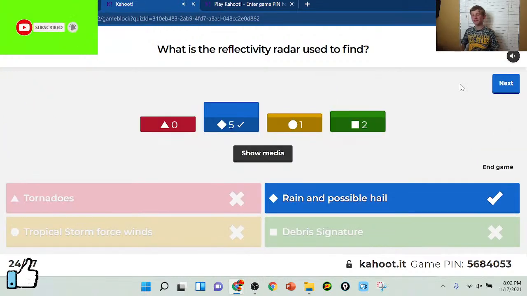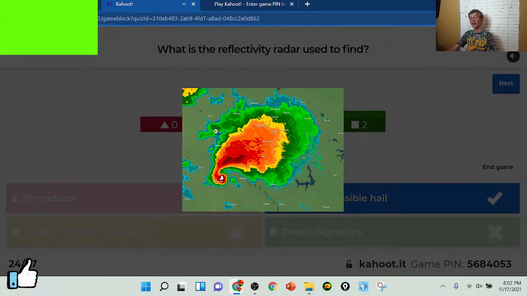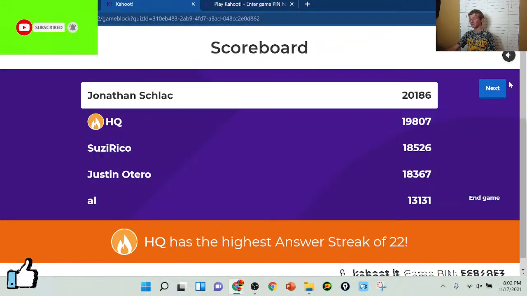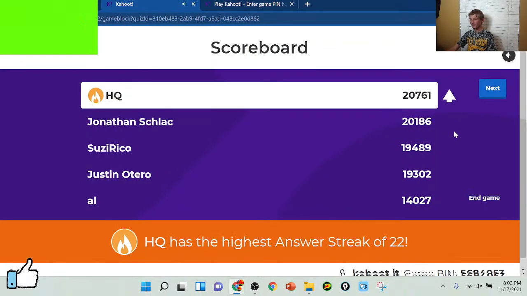Good, yes, it is rain and possible hail. Very, very good. So right here, all this red, yellow, green, orange, that's all rain. Within that little speck of white right there at the top of that little bow hook, that is where the hail is going to be. HQ takes first place. Alrighty. Congratulations, HQ. You have now taken the lead.